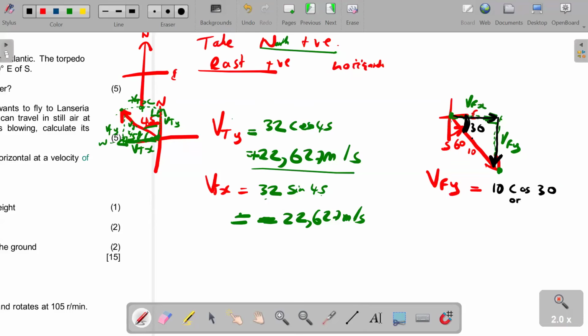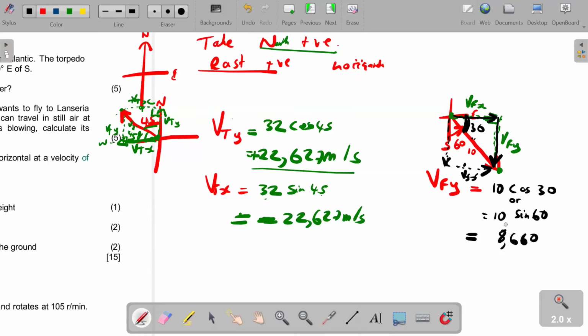Alternatively, I could have taken this direction here, meaning this is my vertical component and this was going to be my horizontal component. So my VFX was going to be given by opposite and hypotenuse, which is sine. So I could have said 10 sine 60, and I was still going to get the same answer. What is that answer? For VFX, that's 8.660. I'm punching the calculator there. This is what I'm getting.